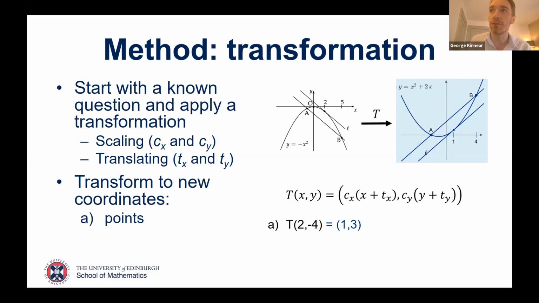Also, it was 2, -4 on the left-hand picture. This point here becomes 1, 3. And so there we go. But we also want to transform the curves that appear on the plot.